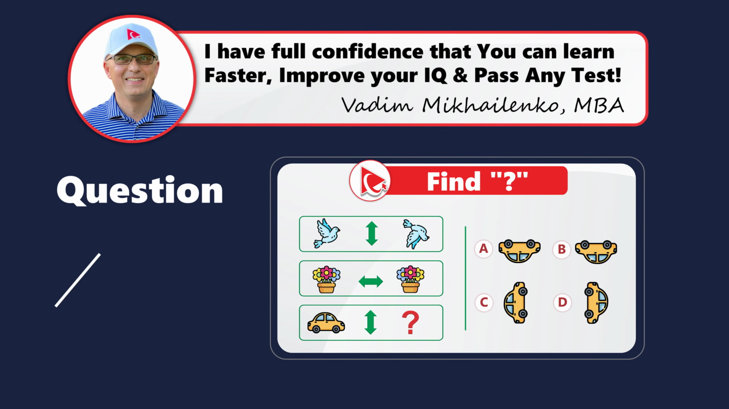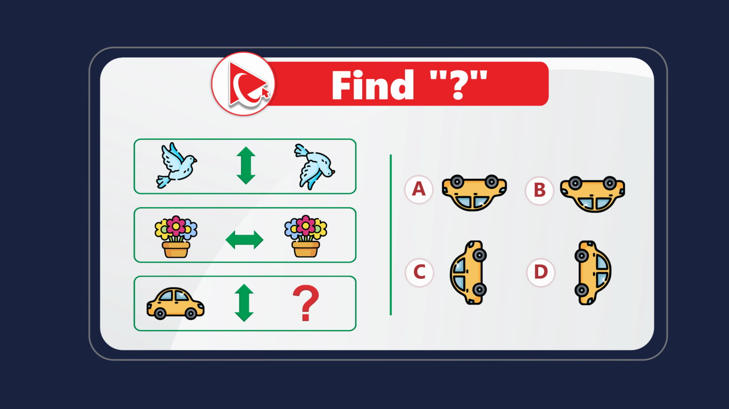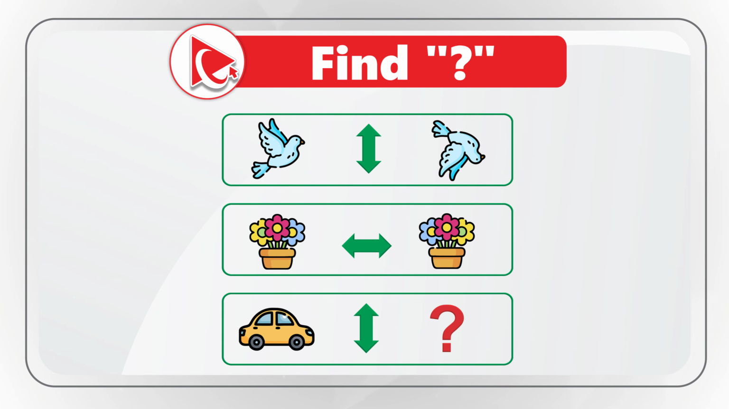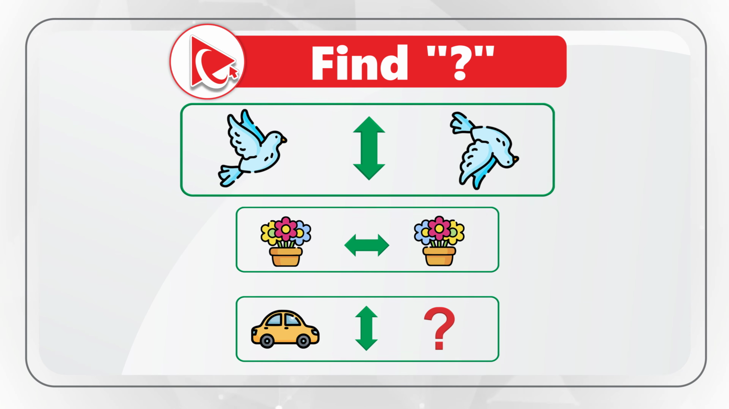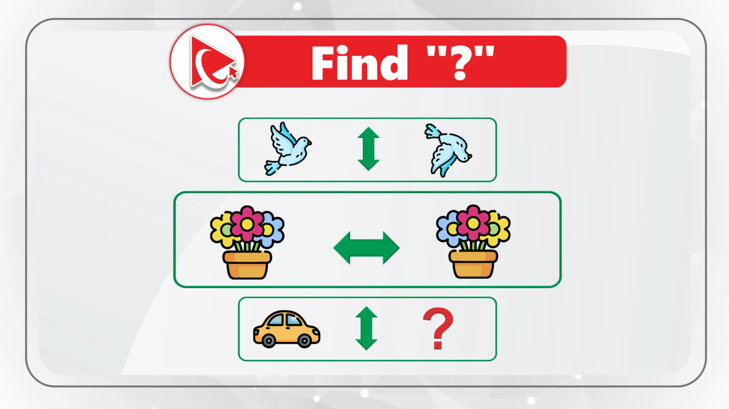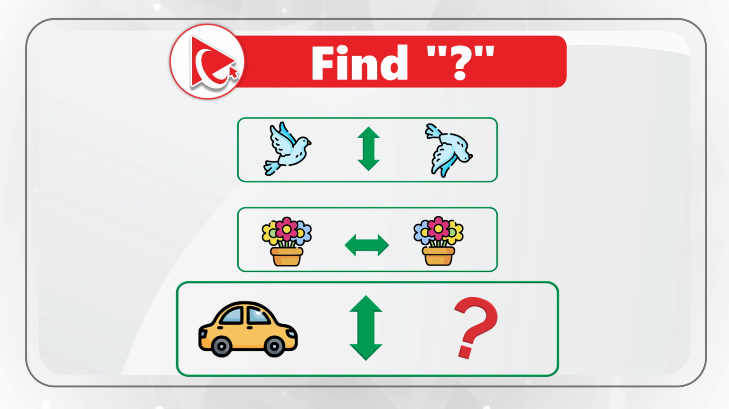Here's the very interesting question, which is frequently used to test your analytical reasoning and spatial reasoning. You are presented with the set of objects, and you need to find the missing item. The set of objects consists of 3 rows. In the first row, you see the pigeon, arrow, and then the pigeon again. In the second row, you see the flower, arrow, and then the flower again. Then in the third row, you see the car, the arrow, and then comes the missing item.